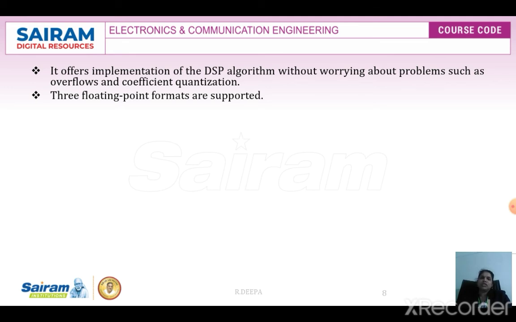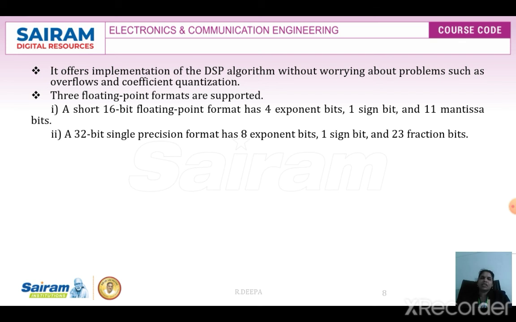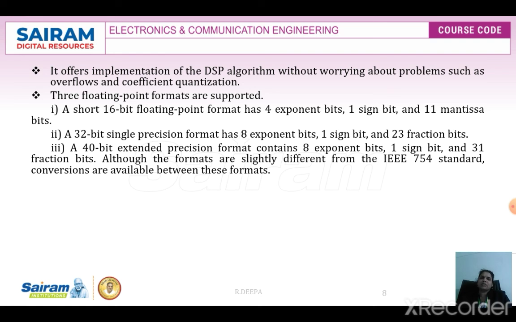And if you observe, it has three floating point formats. It supports all three: the first is the 16-bit floating point format, which consists of 4 exponent bits, 1 sign bit, and 11 mantissa bits. It also supports a single precision format, which consists of 32 bits: 8 exponent bits, 1 sign bit, and 23 fraction bits. The third floating point format it supports is the 40-bit extended precision format, which has 8 exponent bits, 1 sign bit, and 32 fraction bits.